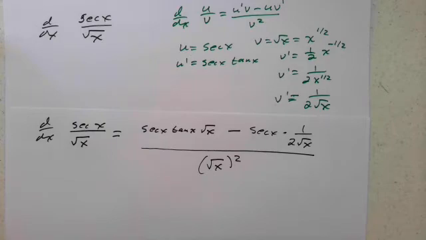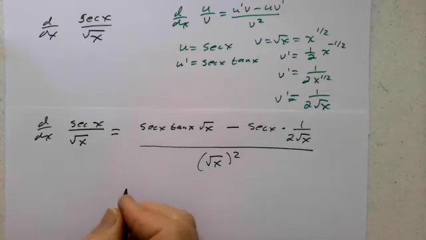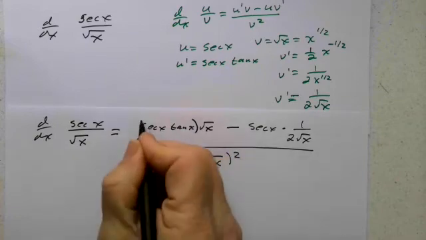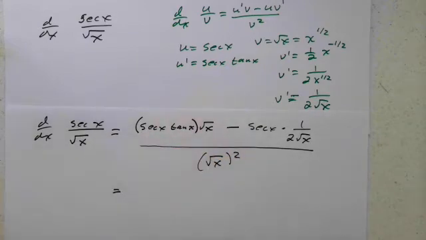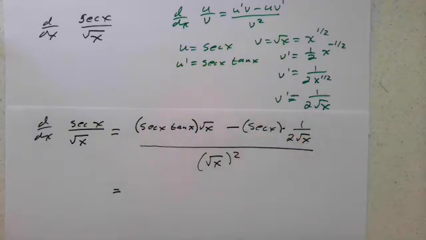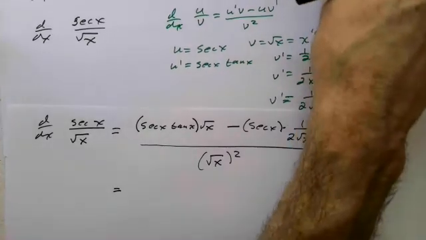So, I mean, this is certainly not simplified, but I want to figure out some way to make that look a little bit cleaner. What I have upstairs and what I have downstairs. What I have upstairs is sec x tan x times the square root of x. Let's make sure we're clear on our notation here. Sec x tan x times the square root of x minus sec x times 1 over 2 root x, divided by root x squared, which is just x. So I think I need to simplify my numerator. So how am I going to do that? Let's talk about the algebra here.